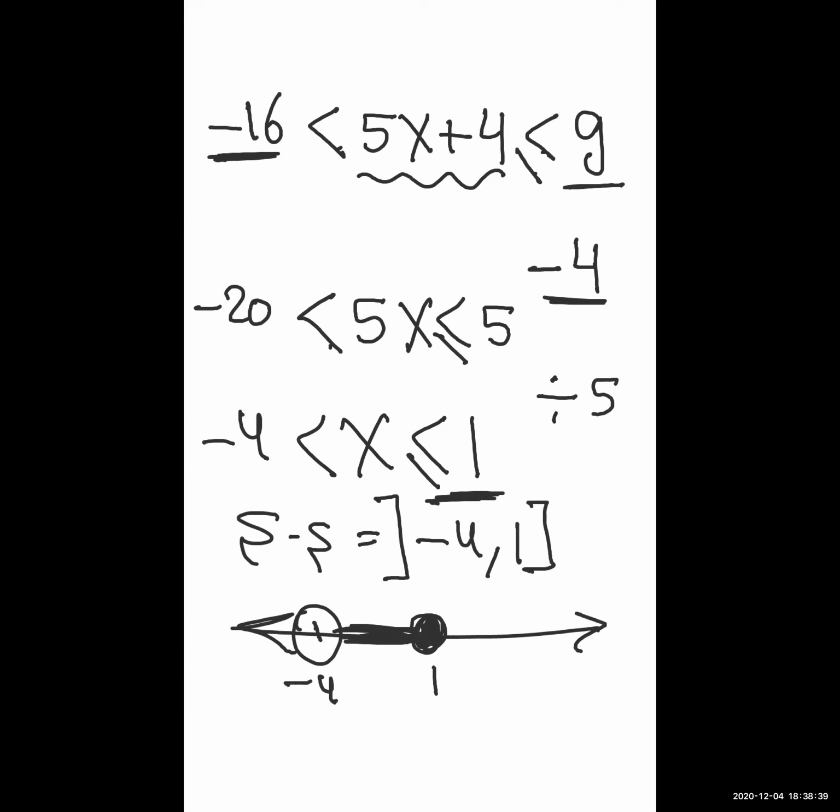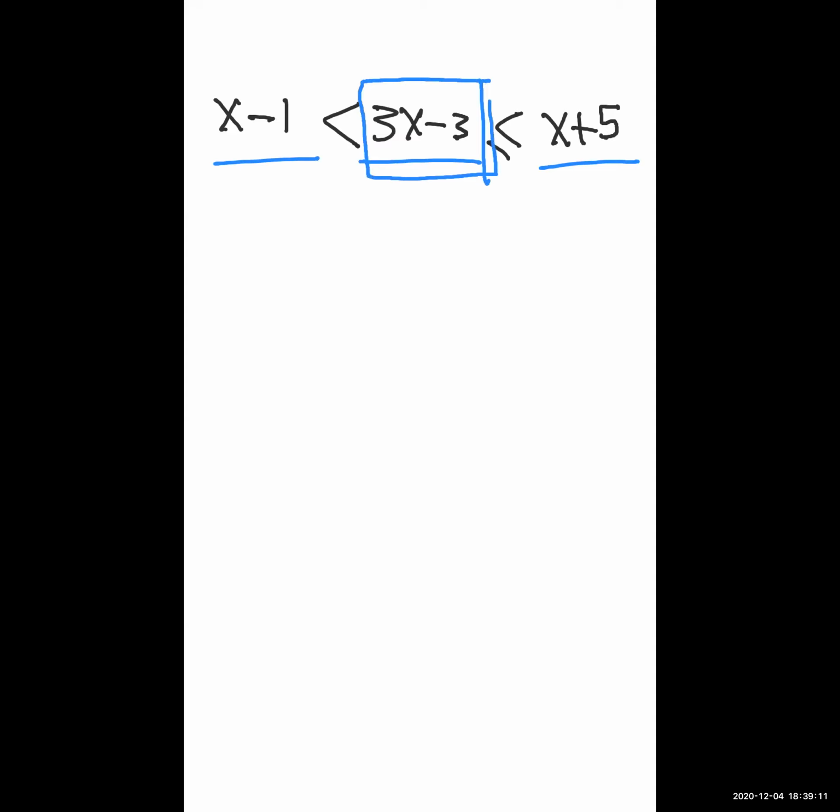Okay, one more example like this one. If it comes in this form, 3x minus 3 greater than x minus 1 and less than or equal to x plus 5. There are 3x here, x on this side, x on this side. In this case, I will use the middle term. It's mandatory to use the middle term.